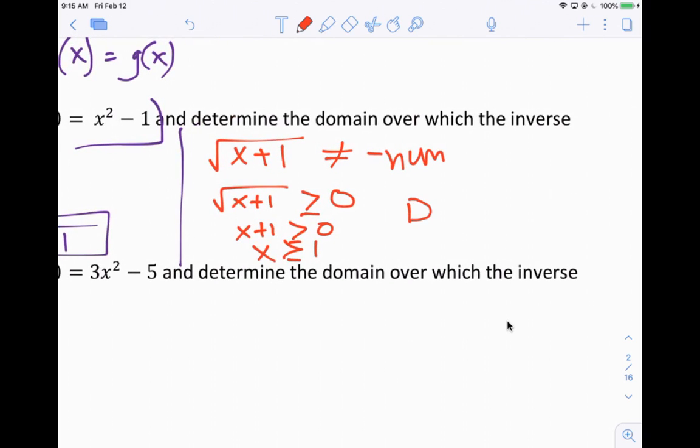And so we say the domain of the inverse has to be negative 1 or greater. And remember, that's how we'd write that in interval notation. Including negative 1 is okay, but then on its way to infinity is also okay.